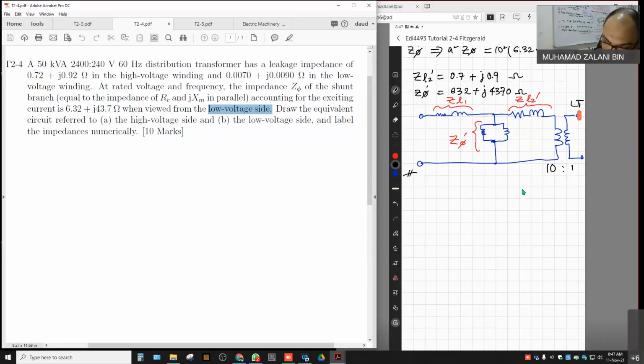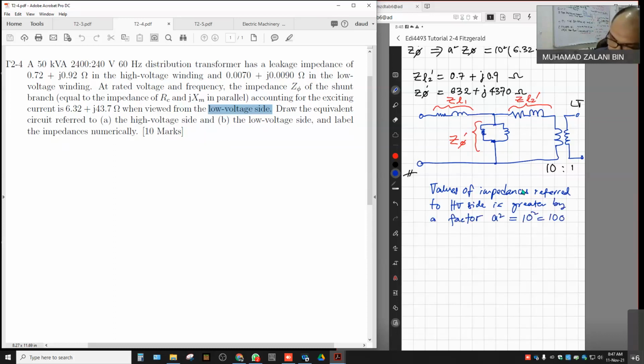So we can say that values of impedances referred to the HV, high voltage side, are greater by a factor of A squared. Or in this case, A squared is 10 to the power of 2, or 100 times. And vice versa.